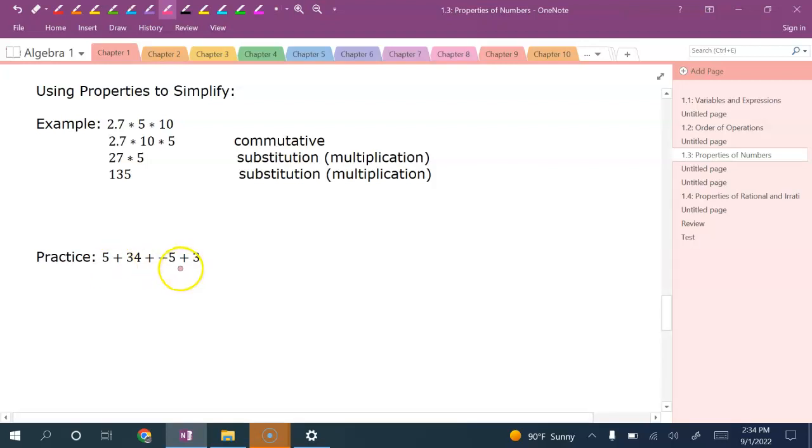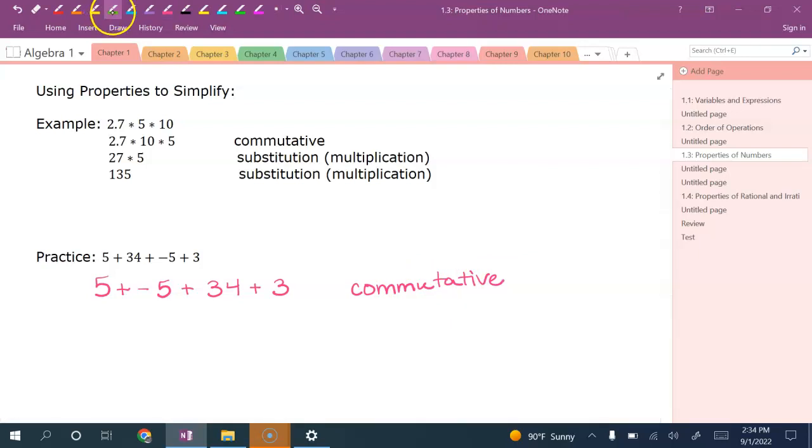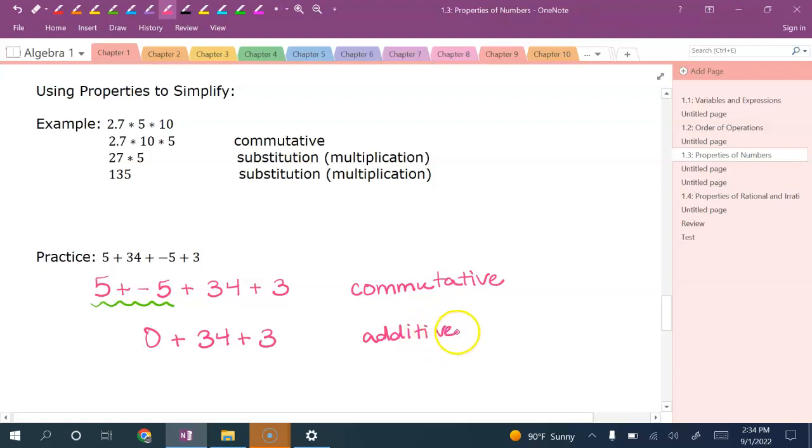Okay, what I would have done first for this one is I noticed that I have a 5 and a negative 5, so I'm actually going to switch the order here of those two terms, and that's using commutative. Now, the reason why I did that is because these are opposites. So if I add those together, I'm going to get 0. They're going to go away. Because remember, we had that property of the additive inverse, which said that if you add opposites, you get 0.